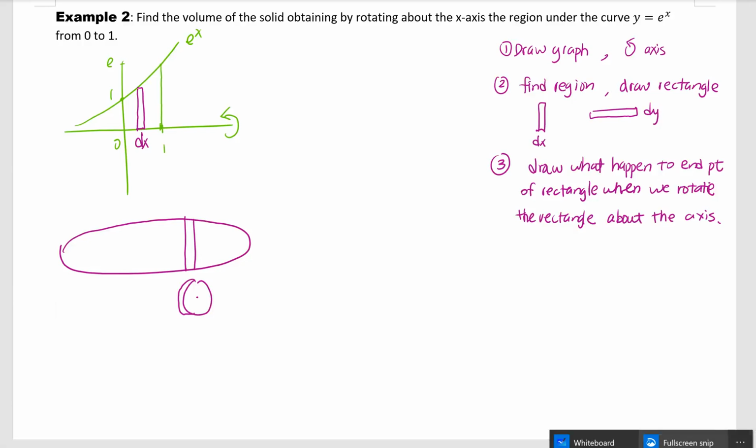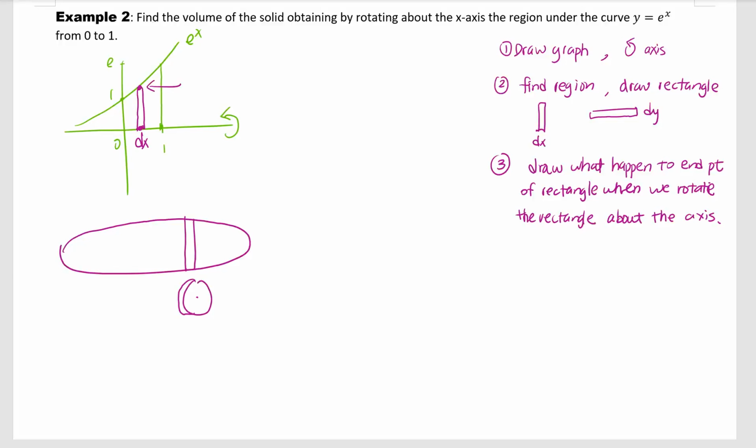Let me see. Okay. So, in our case, you see, this is a very thin rectangle. So just imagine there are only two endpoints. Imagine it's so thin, it's like a line segment, so it only has two endpoints. So we want to draw what happened to the endpoints when we rotate about the x-axis. So what happened to this point? Well, when you rotate about the x-axis, it just stays there, right? This endpoint just stays here.